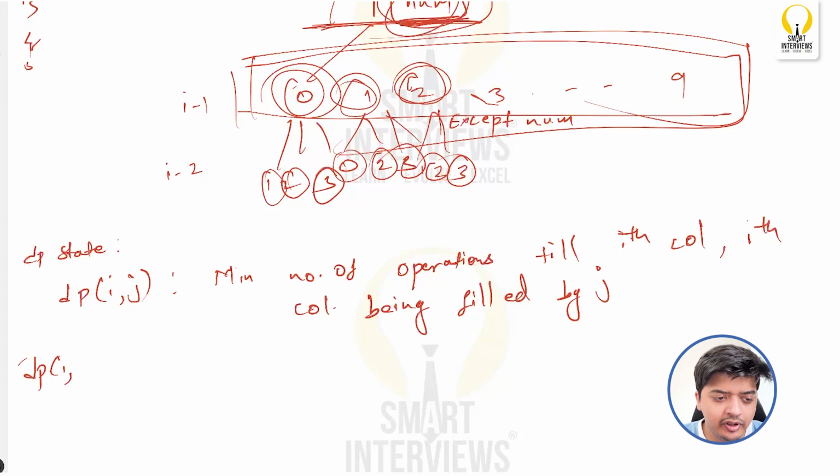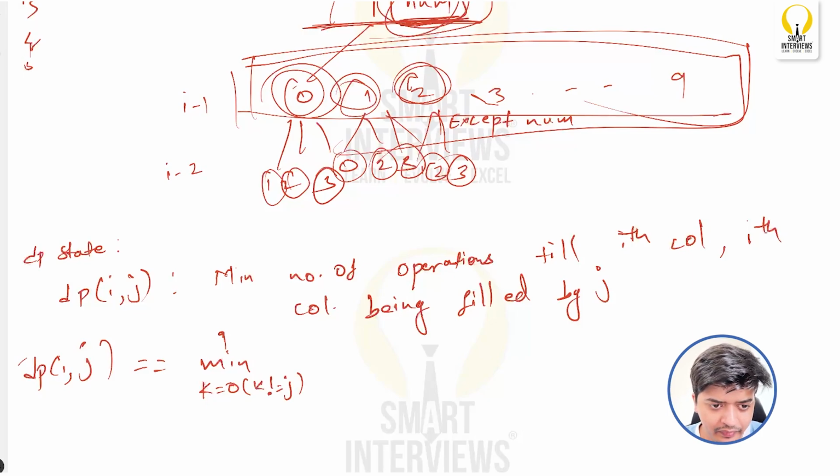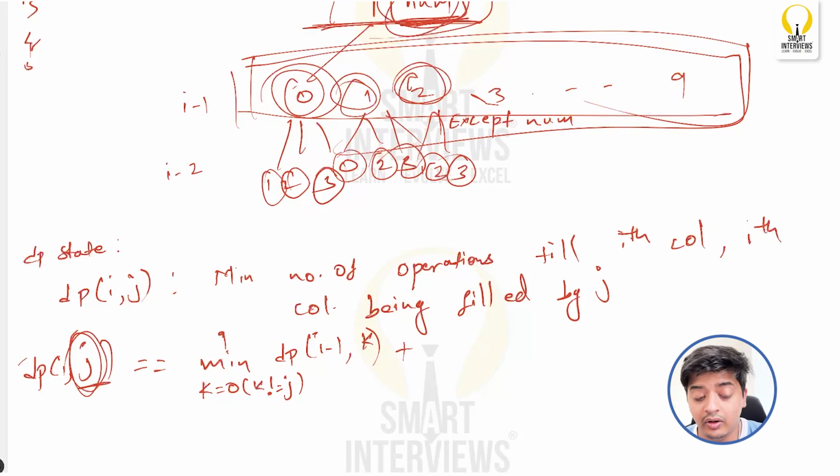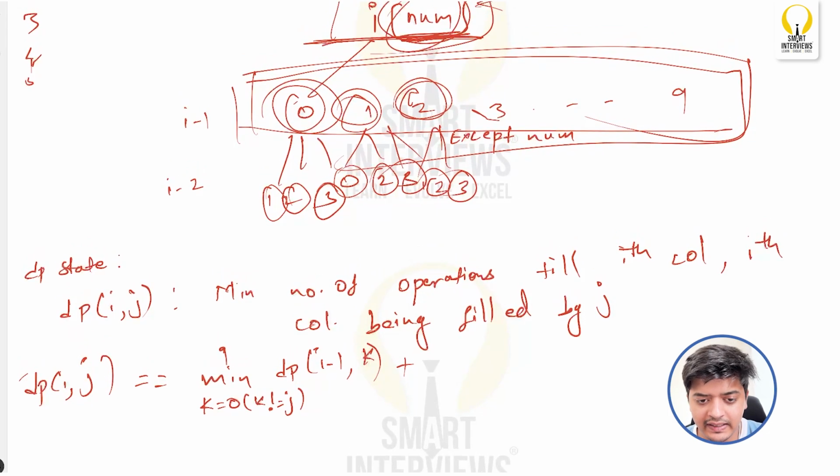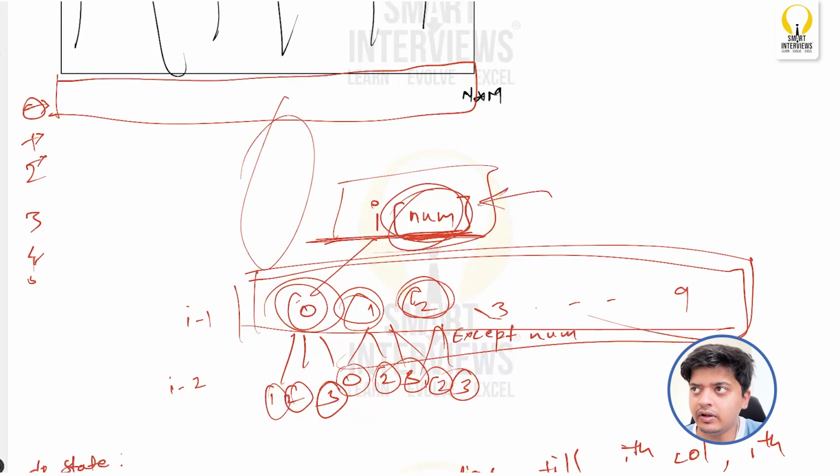So how do I calculate this? DP of I comma j will be the minimum over k from 0 to 9, where k should not be equal to j, of DP of the previous column I minus 1 comma k, considering all the possible values except j, plus the number of operations for the current column, since I'm going to get the count of moves with j as the current number.